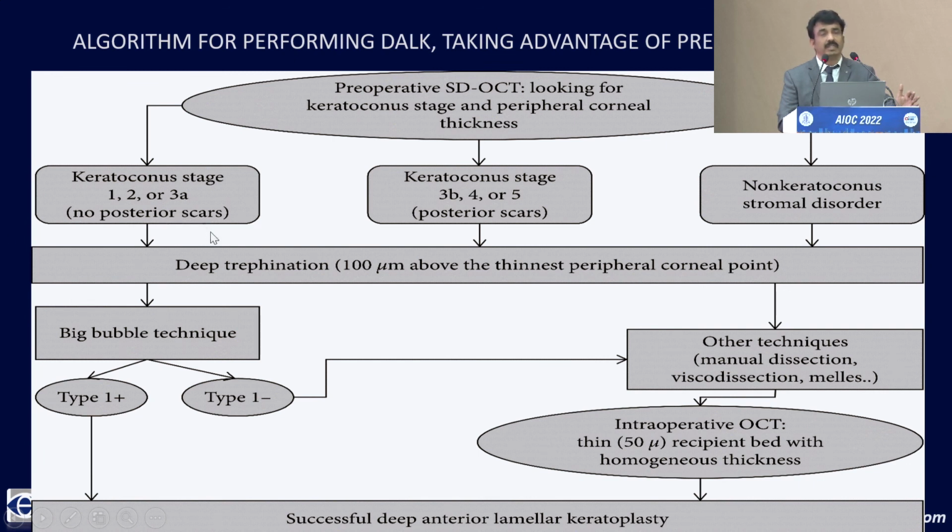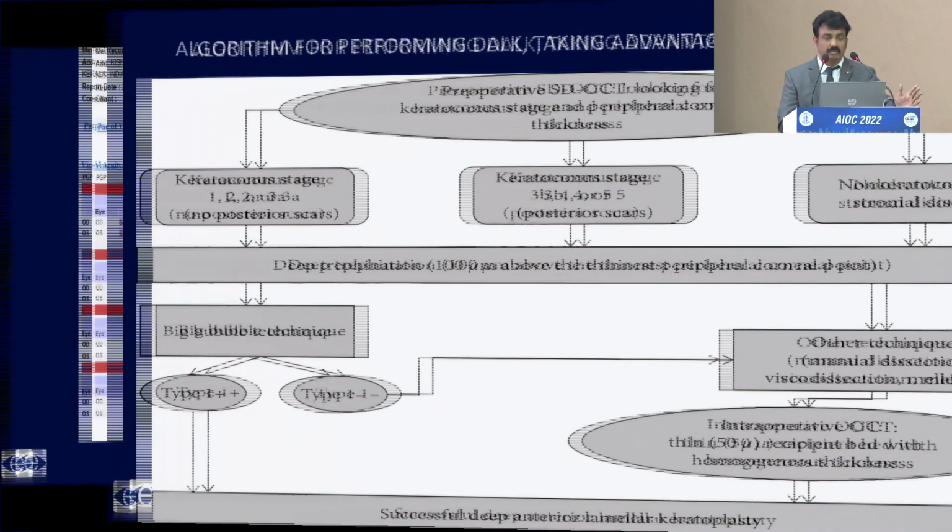So this is the algorithm for performing DALK in these cases. Up to 3A stage, that is the hyperreflective Bowman's membrane reflections, you can go ahead and do a type 1, usually you get a type 1 bubble, and you can go ahead with the big bubble technique. Beyond that, 3B, 4 and 5, because of the posterior scars, you can follow other techniques. You can do a manual dissection, or a visco dissection or a saline dissection, whatever it is, and you can even continue with the DALK procedure.